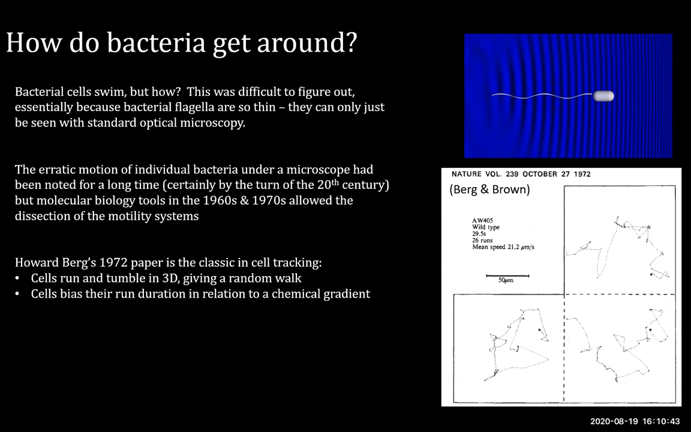And this paper, it's a great paper. It's about 4 pages long, and it set the template for a lot of the work that came after that. Howard Berg noticed that cells run and tumble in 3D. So run in a straight line, then change direction, run in a straight line, and so forth. At a large scale, this gives rise to a random walk. In fact, if bacteria are doing this random walk in the presence of a chemical that they like, they can extend their run duration as they swim up the chemical gradient, so towards the source of food. And this biases the random walk and allows cells to drift.